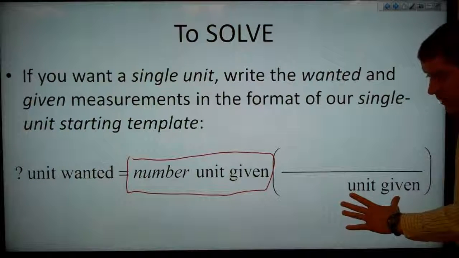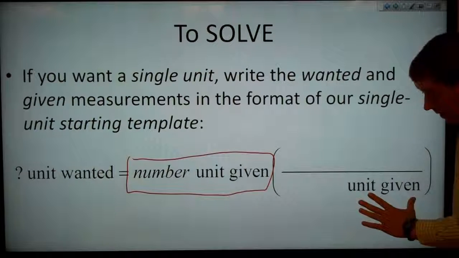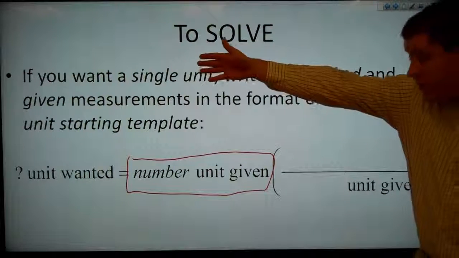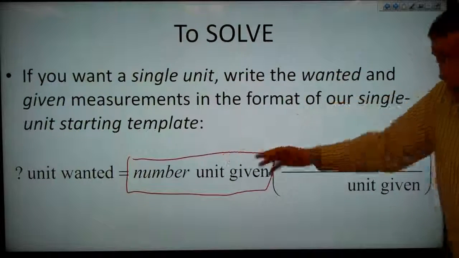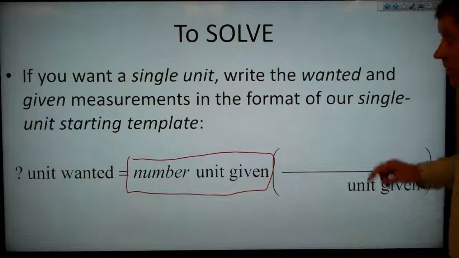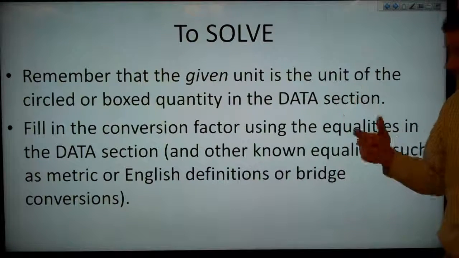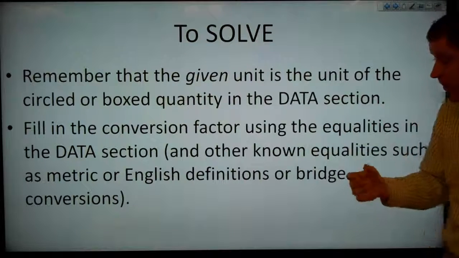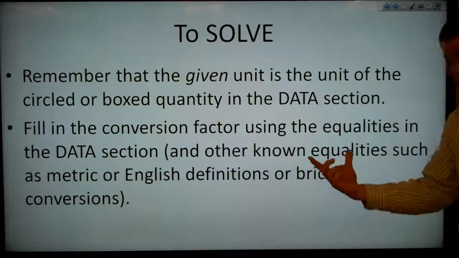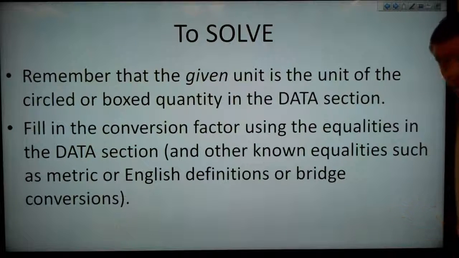And then we want to write our set of parentheses with our fraction line inside, and then in the denominator we're putting our unit given. Again, this only works if we have a single unit out here, so whatever our unit given here is, it's acting as a numerator there, so we need to put it in the denominator of our first conversion. And remember here that the given unit is the unit of our circled or boxed quantity in our data section. We're going to fill in the conversion factor then using the equalities in our data section, and perhaps other known equalities such as the metric or English definitions or bridge conversions.